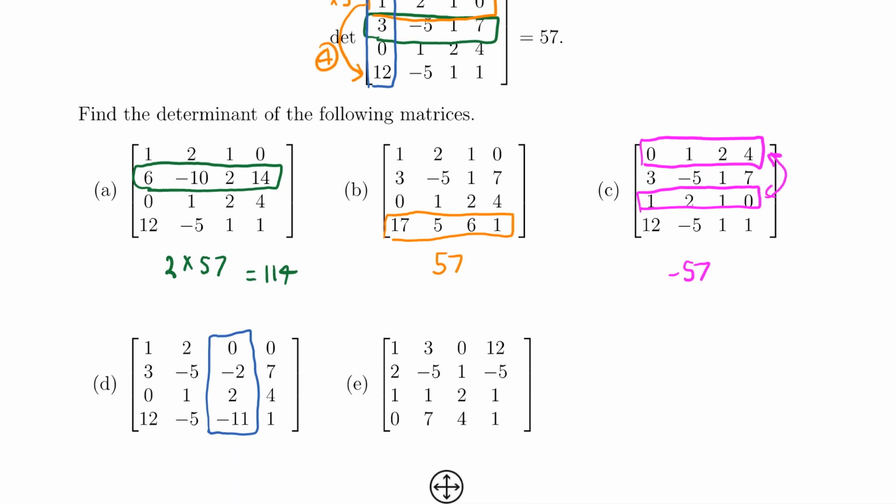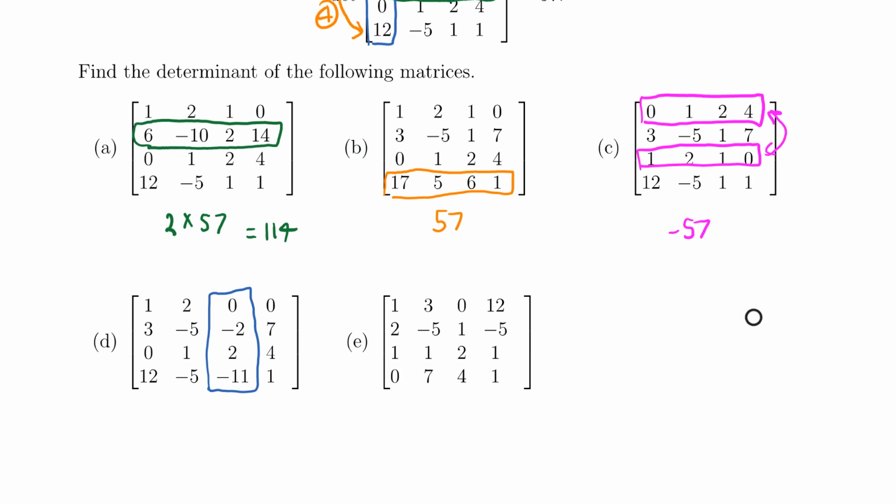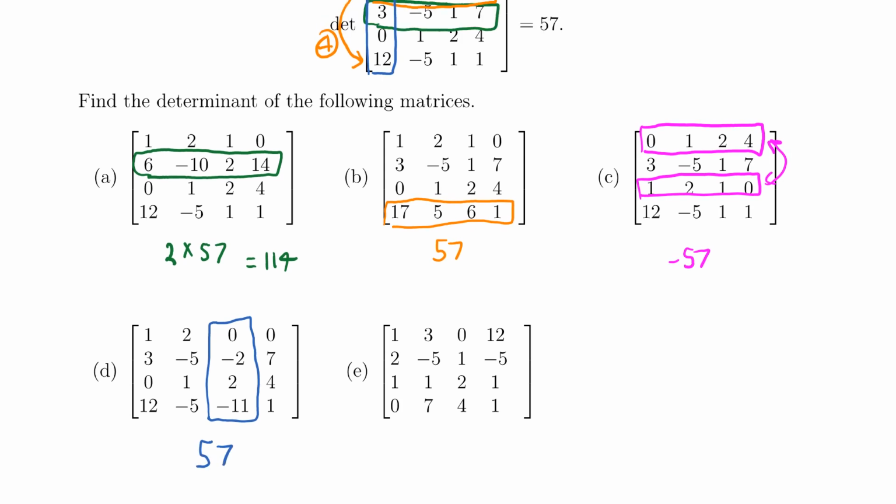So it's the same thing that happened in part B. If I add a multiple of a column to another column, then the determinant of the resulting matrix will still be the same. So this one will still have determinant 57.